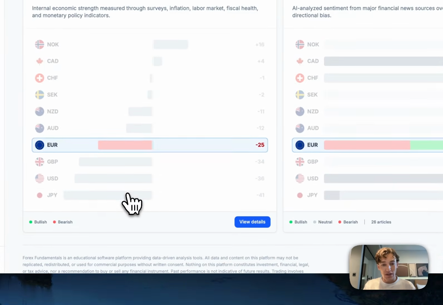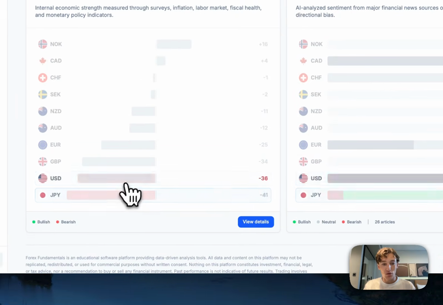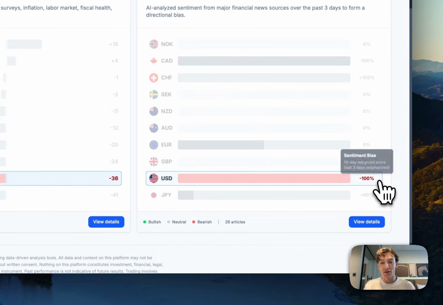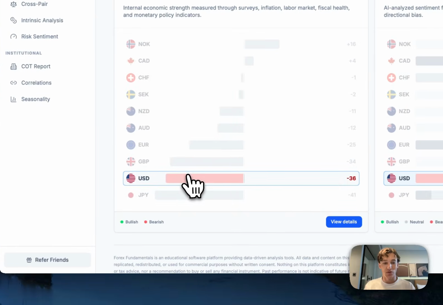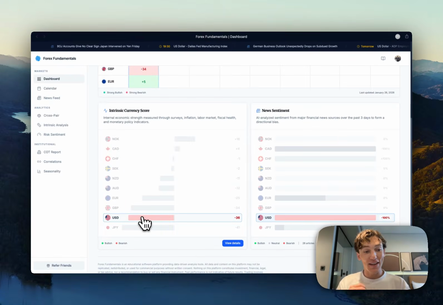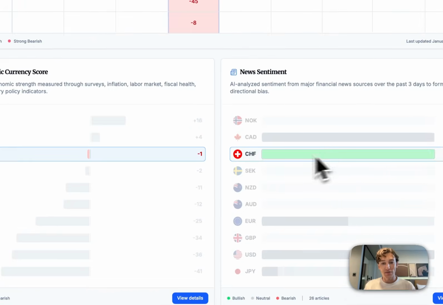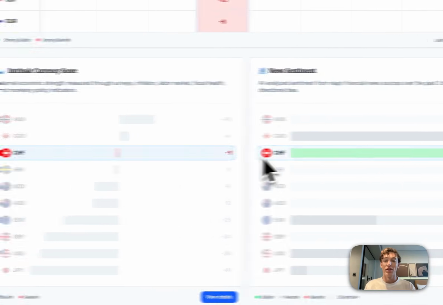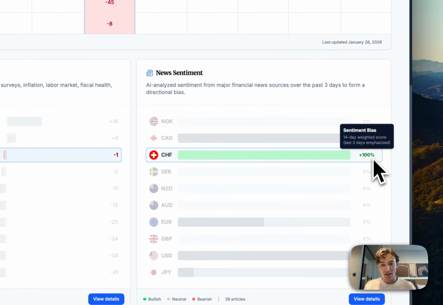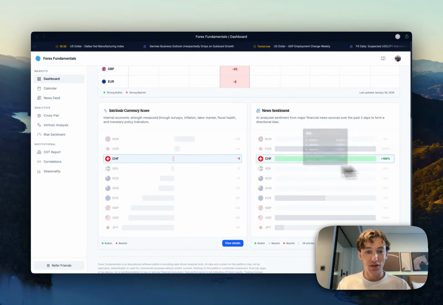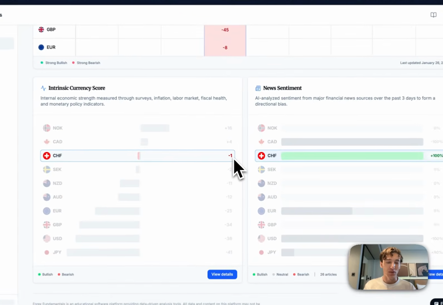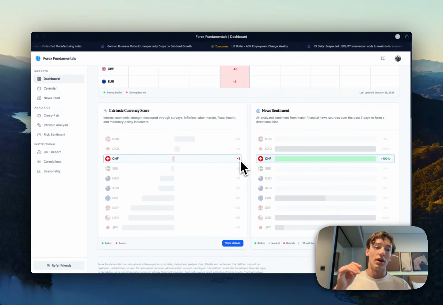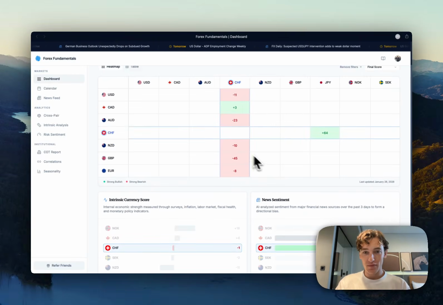So what you can, for example, see about the dollar, we see very bearish articles being released, and also the score is bearish. Therefore, it's likely a good idea to short the dollar. Whereas, for example, the Swiss might be a perfect idea to long, as there is a 100% bullish rating on the news, and the score is only -1, so kind of neutral, but more bullish compared to the other currencies.